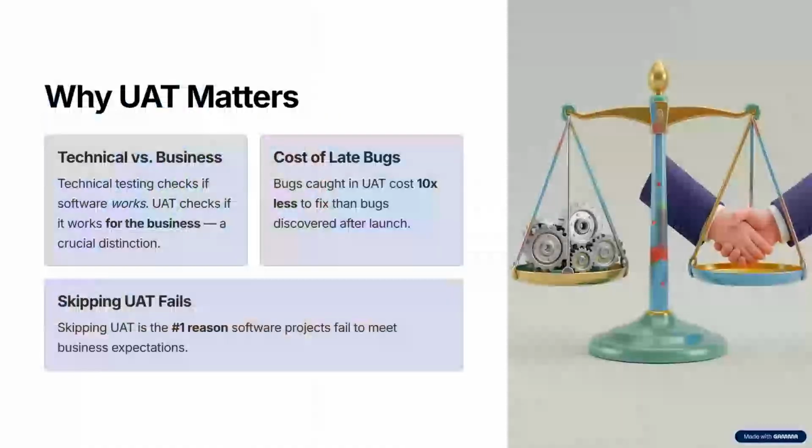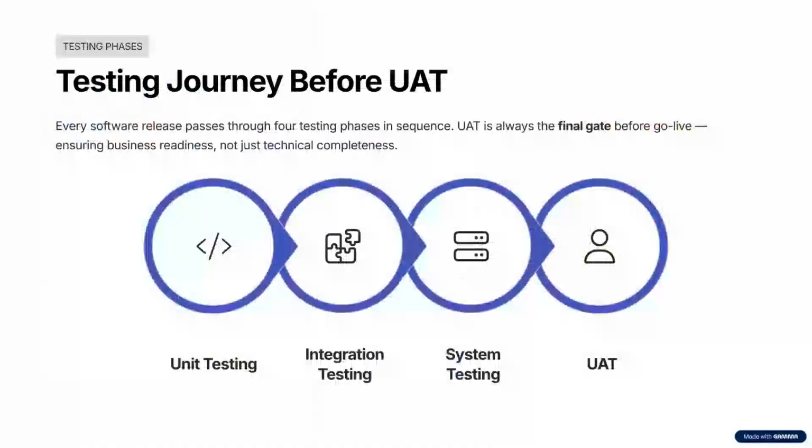Why is UAT so important? Because technical testing like unit testing and system testing checks if the software works correctly from a technical perspective. UAT checks if it works correctly from a business perspective. Skipping UAT is one of the most common reasons software fails after launch. Bugs found during UAT are far cheaper to fix than bugs found in production, after real customers have already been affected.